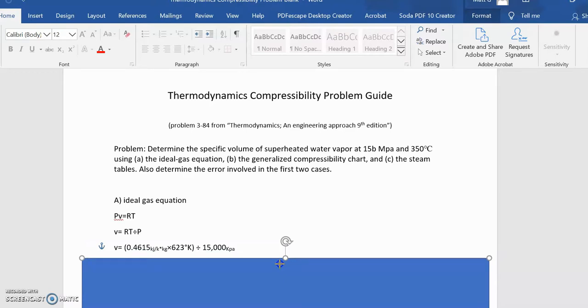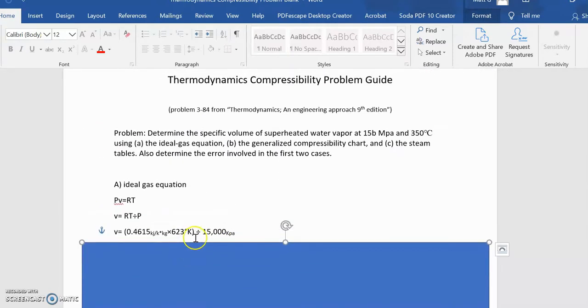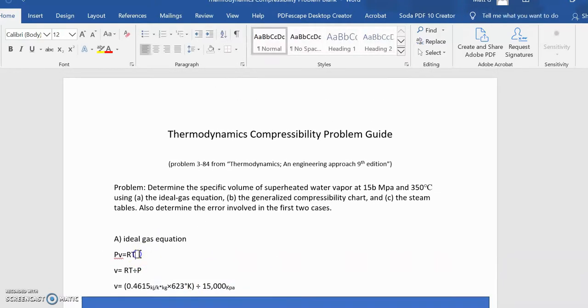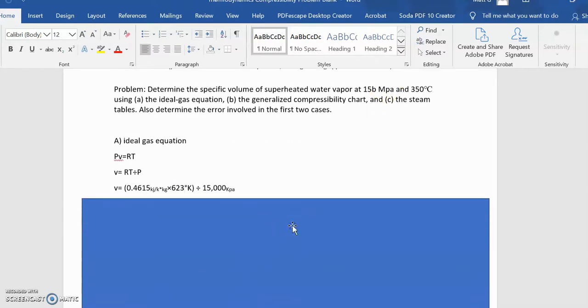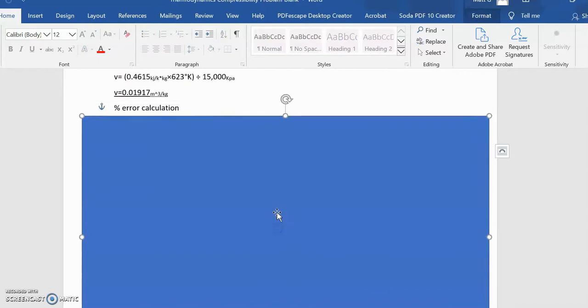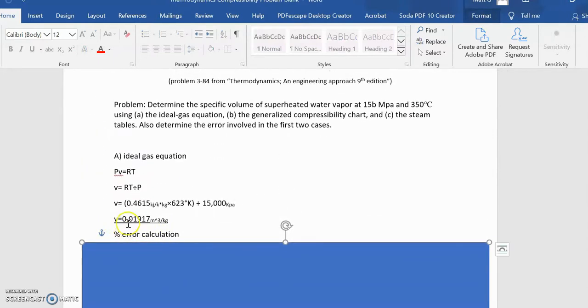We get 0.4615 kilojoules per kilogram Kelvin. This is the gas constant for steam here, times 623. Make sure you're always using Kelvin. With the ideal gas equation, you don't want to be using Celsius here, so just add 273. And this is all over 15,000 kilopascals. So here we get a specific volume of 0.01917 meters cubed per kilogram.